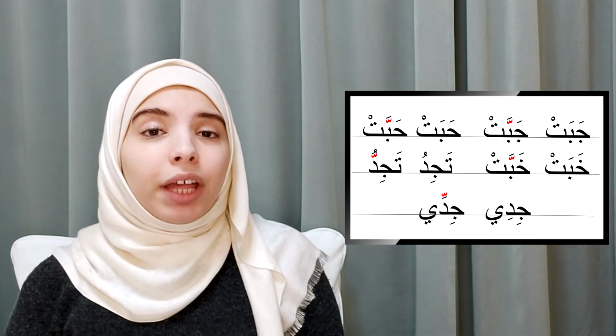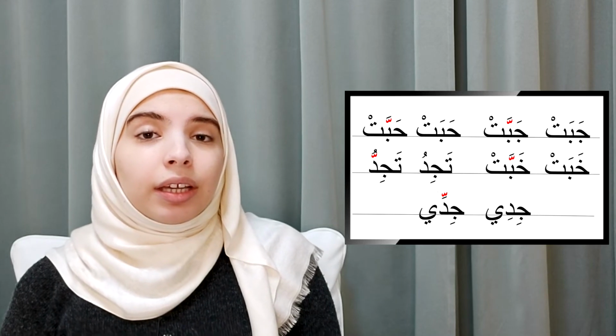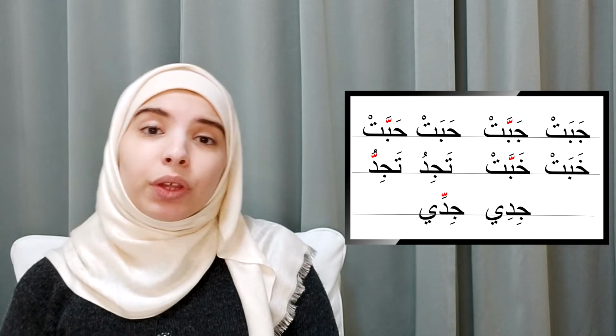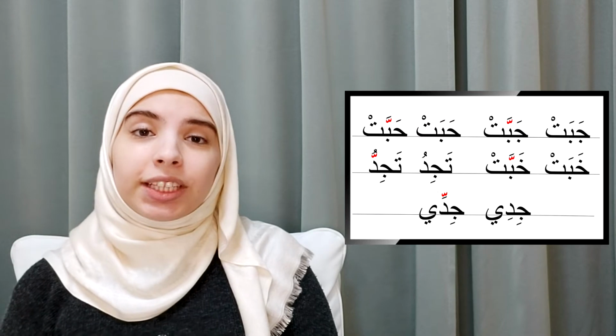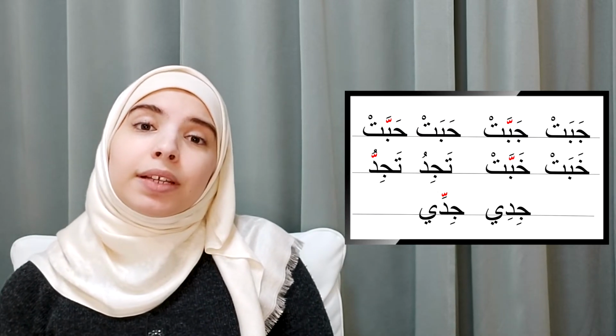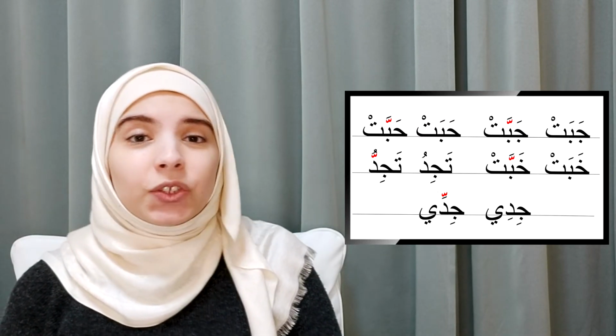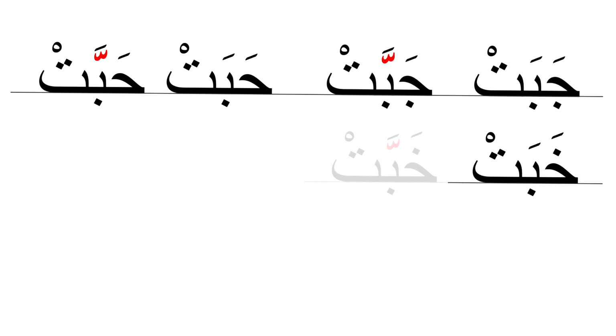And now let's practice shadda. We have 5 pairs of words here. They have the same letters but with shadda and without shadda. Notice how the pronunciation changes when we add shadda. Jabat, jabbat, habat, habbat.